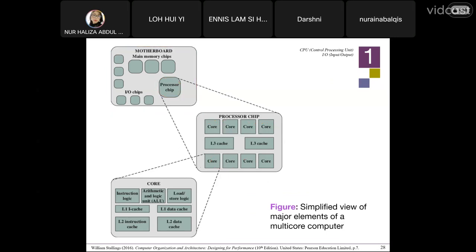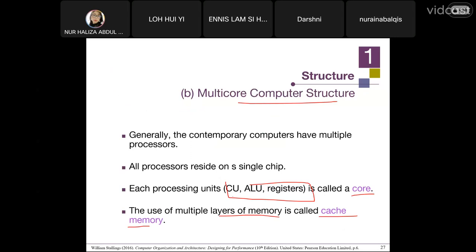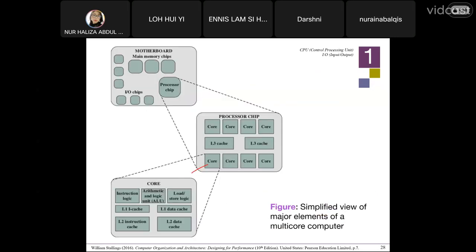Inside one single core, if you remember just now, it was mentioned that we're going to have the ALU, the CU, where is our CU? The CU and also our registers. And in between, actually, we're going to have a lot of other things like cache, instruction cache, and so on. Later on, in the next module, we're going to go deeper and deeper into what is inside a core, inside a processor chip.